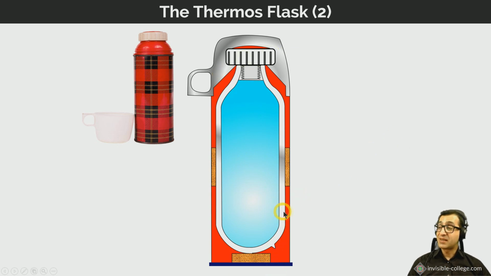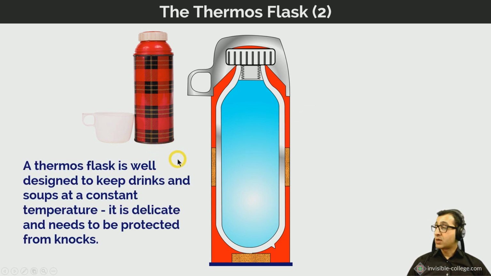So the thermos flask is a device which is designed to minimize the rate of heat loss, or the rate of change of temperature, because it can also keep things cool, by minimizing the rate of transfer of heat by conduction, convection, and radiation. So it can keep hot drinks and soups at a hot temperature for longer. It can also keep cold drinks at a cooler temperature for longer on hot days.